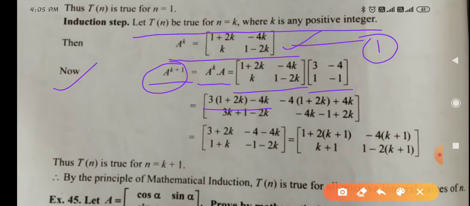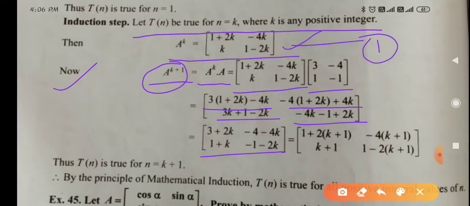Now second: 1 minus 4 plus, minus 8k minus 4k, minus 4 minus 8k, and minus minus plus 4k. So here also it will come 3 plus 2k, 1 plus k, and last, minus 4k plus, sorry, minus 1 plus 2k. After simplification you are getting 3 plus 2k, 1 plus k, minus 4 minus 4k, minus 1 minus 2k.